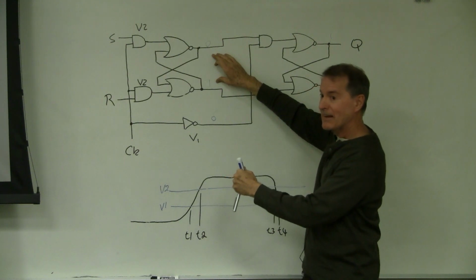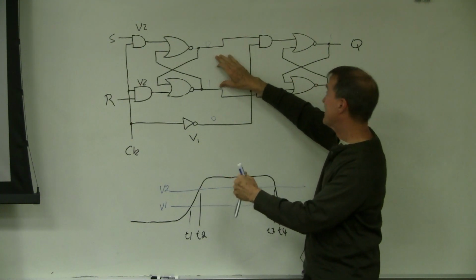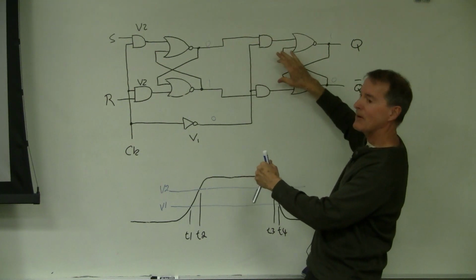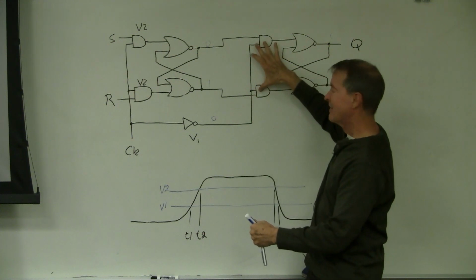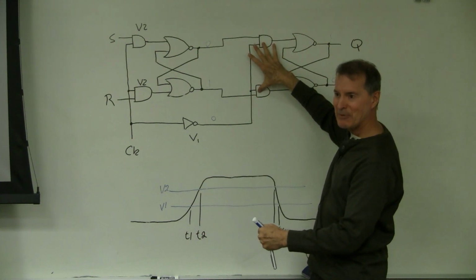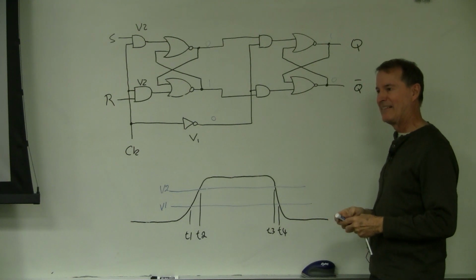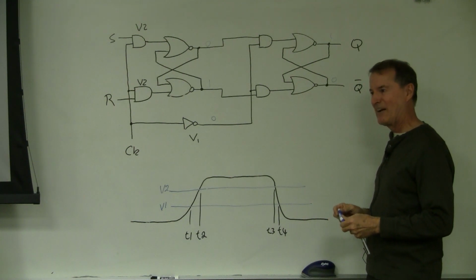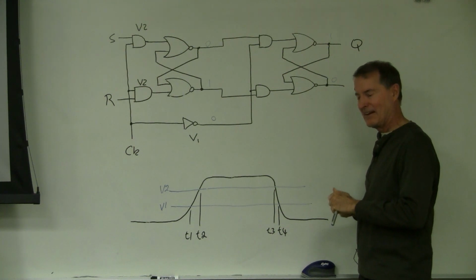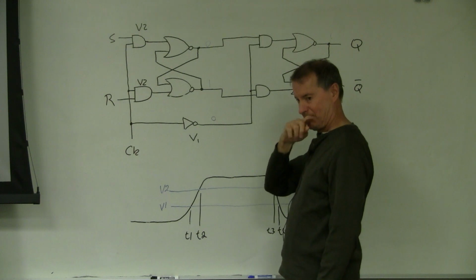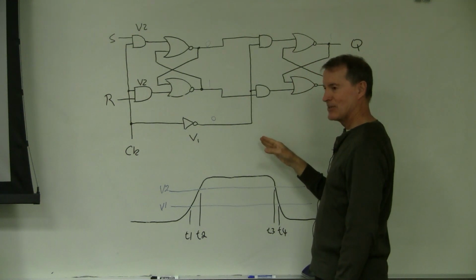But wait a minute. It's still V2. But wait a minute. That changes this. Can this immediately get through here? No. Why not? It has to wait, because at time T1, that was disabled. Are you with me? Yeah? Does everybody see how that worked? And do you see how that's going to solve the problem?